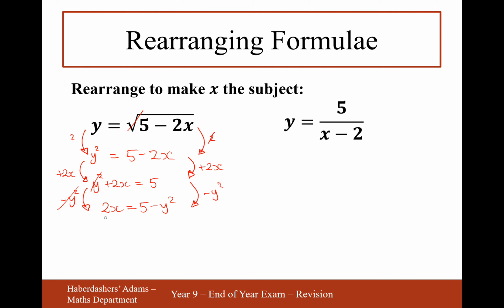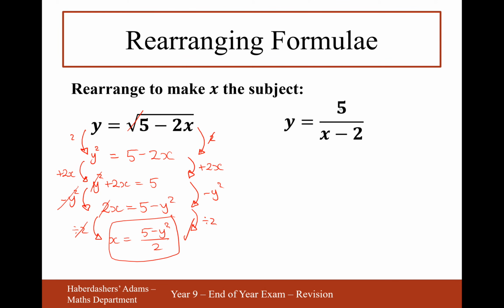And the last thing I'll undo is the times by 2. So I'll divide both sides by 2. On the left, the times by 2 and the divide by 2 will cancel. So it'll be x equals 5 minus y squared, all divided by 2. And there we are. That's the answer to this rearranging formula question.